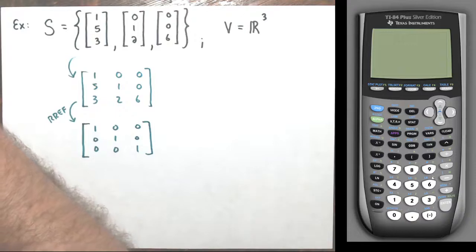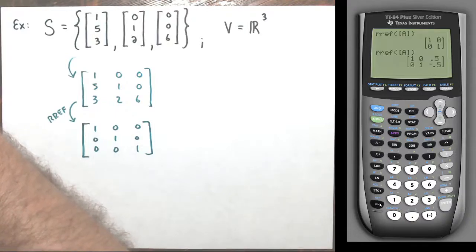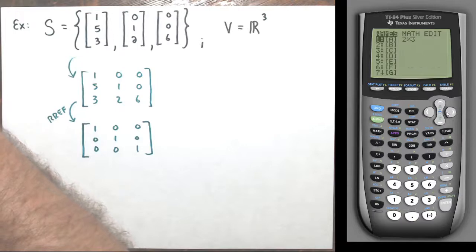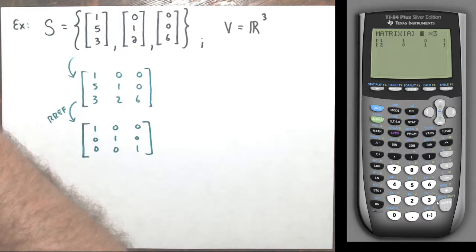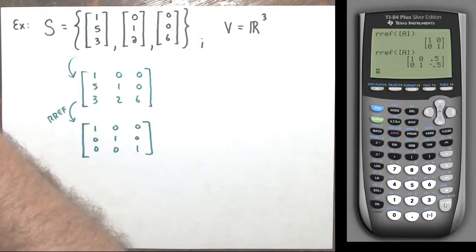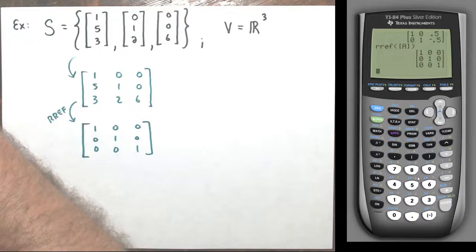Now, if you'd like to double check, let me just verify this with the calculator. Second matrix, make it a 3 by 3 matrix now, where I have 1 0 0, and then 5 1 0, and then 3 2 6 for the third row. Then get out of here and re-enter the reduced row echelon form statement. And you see it's the identity matrix, like I said.